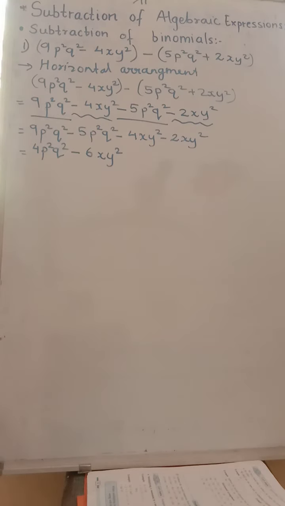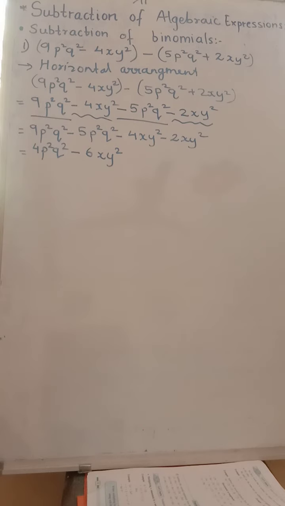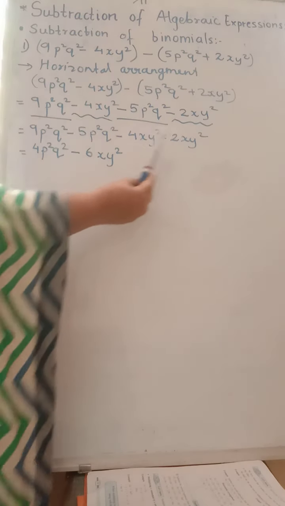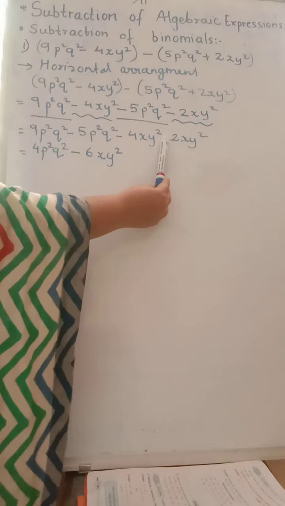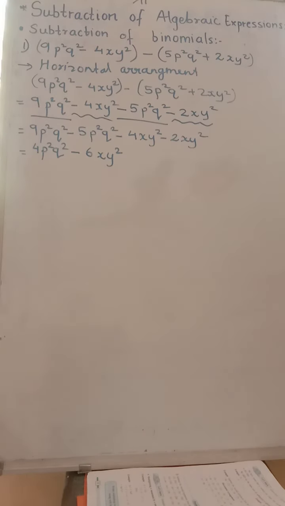Did you understand what I did? Once again I will explain. Children, like terms we have taken together. So 9 minus 5 will give us 4 and its common variable is p square q square. Now these two like terms we will do the operation on, but both are negative, so they will be added. So 4 plus 2 will give us 6 and common sign negative, and the variable will remain xy square.